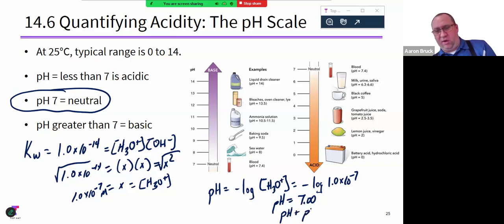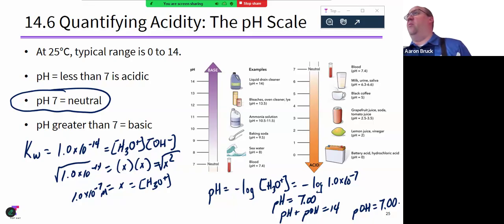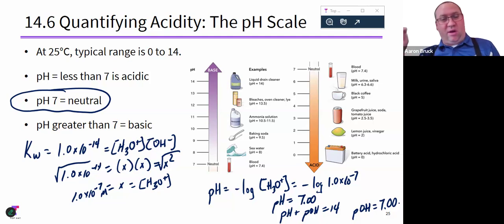Since pH and pOH have to equal 14, if the pH is 7, then the pOH must also be 7. So this is how we come up with the number there for pH 7 as being neutral. Because when the two concentrations are equal, they're both equal to 1 times 10 to the negative 7th molar, and the opposite of the log of that is 7.